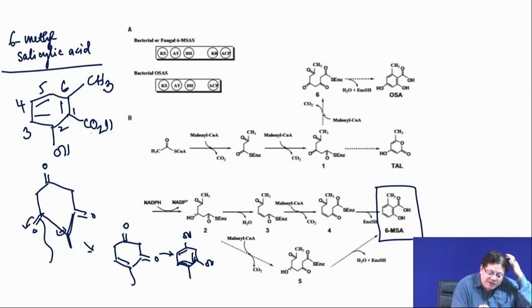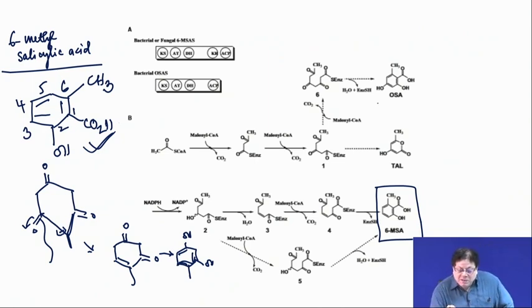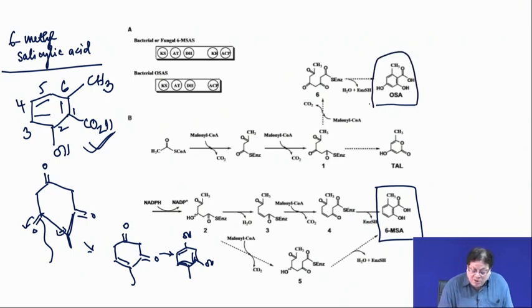Now, 6 methyl salicylic acid is one polyketide. I will tell you how you arrive at that. But apart from 6 methyl salicylic acid, you have another compound which is called orsellinic acid. I think this is where there is another wedge at the 4 position. So, earlier this was 6 methyl salicylic acid, now orsellinic acid.